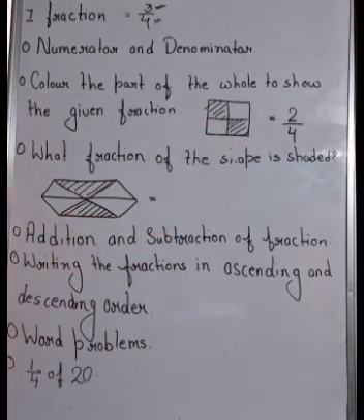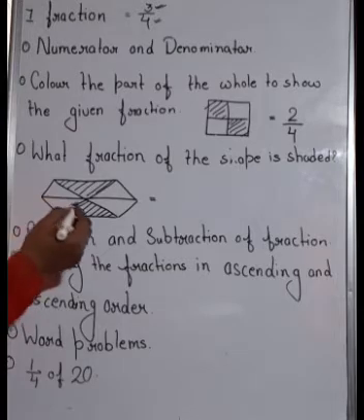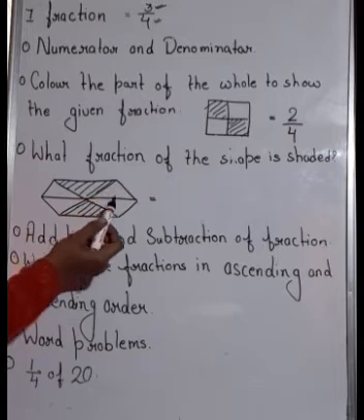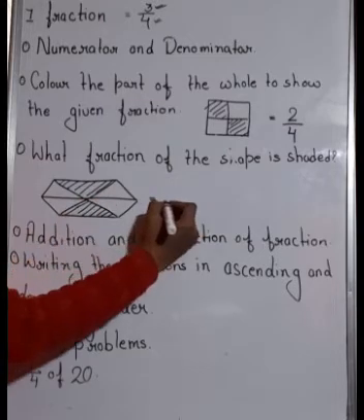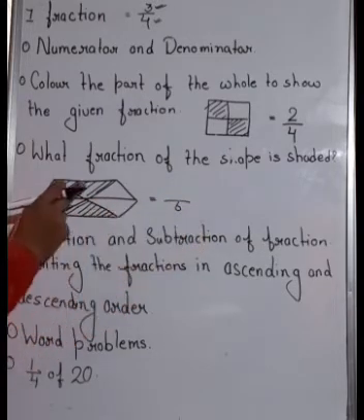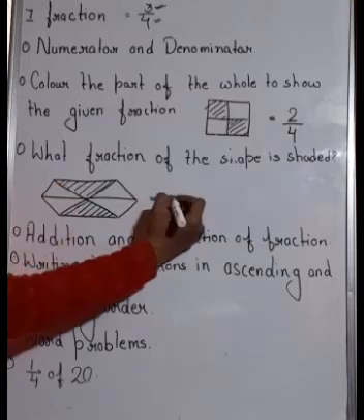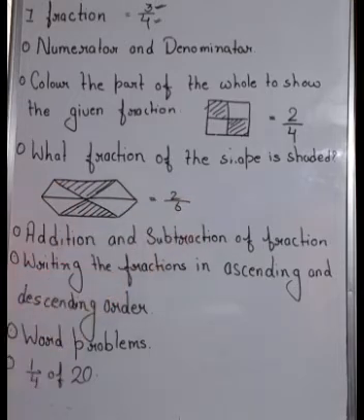Okay, now your second question, what fraction of the shape is shaded. Okay, now come to this shape. In this shape, how many parts am I having? 1, 2, 3, 4, 5, 6. So the total number of parts is 6, and how many parts have I shaded? 1, 2. So its fraction becomes 2 by 6.